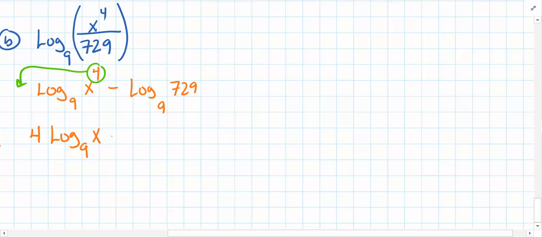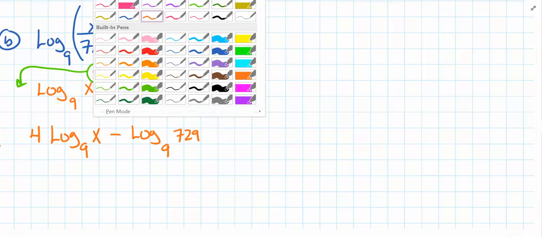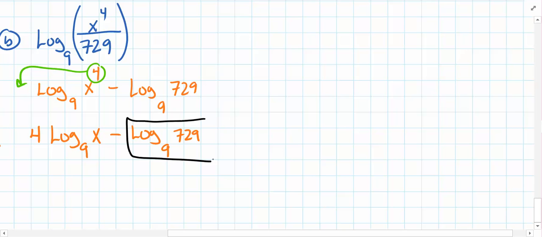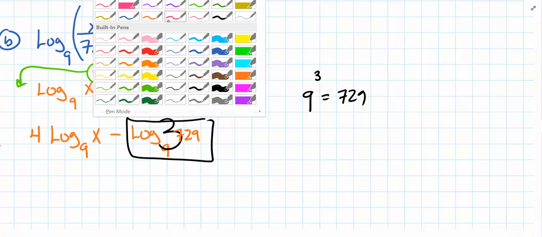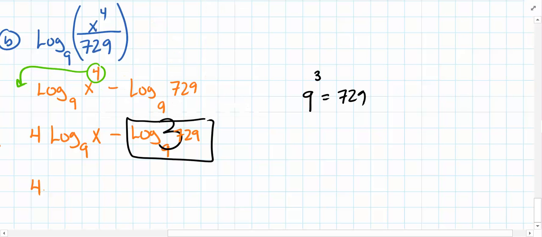Well, I wonder if this is a nice number. 9 to the third is equal to 729, so this whole number is just the number 3. You guys see it? So then I can rewrite this, expanding down, as 4 log base 9 of x minus 3, and that's as far as we can take it.